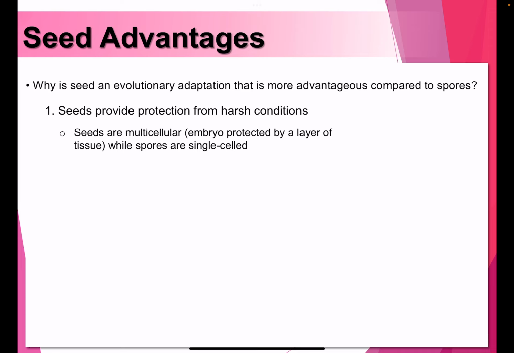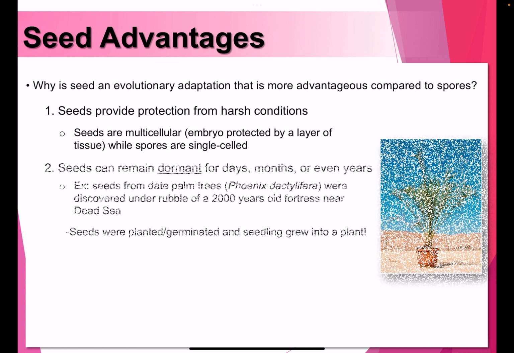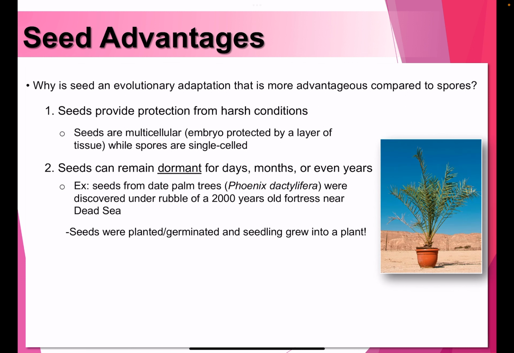Okay, which is an embryo that is protected by a layer of tissues, while spores are single cells, so they're more prone to dying or being damaged by any environmental changes, etc. Second, seeds can remain dormant for days, months, or sometimes even years. And it gets crazy where sometimes seeds are still good after thousands of years.